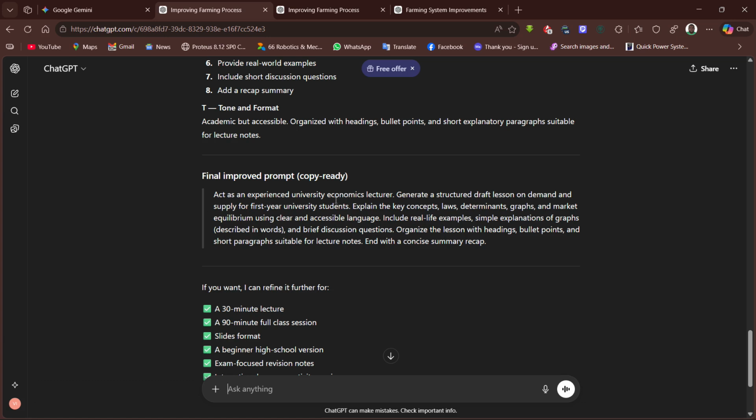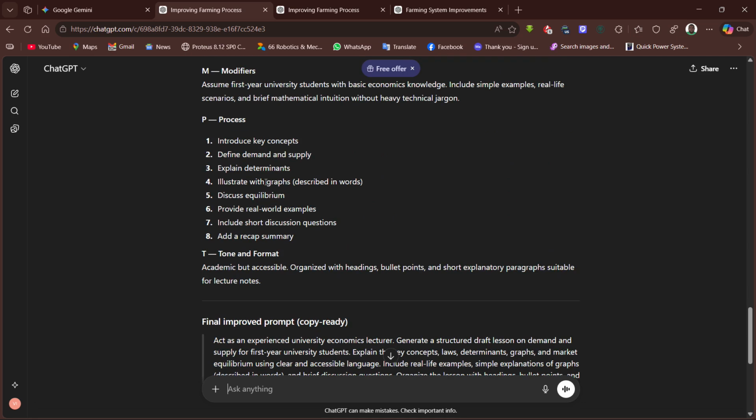and supply for first-year university students, explain the key concepts, laws, determinants, graph, and market equilibrium using clear and accessible language. Include real-life examples, simple explanation of graph described in words, brief discussion questions. Organize the lesson with headings, bullet points, and short paragraphs suitable for lecture notes. End with a concise summary recap. So this is a very great prompt in my opinion. Now let's try this and see what we get.